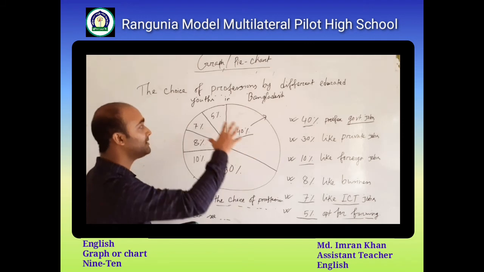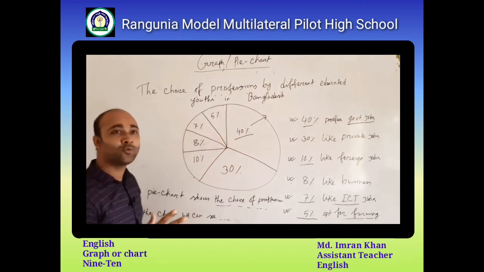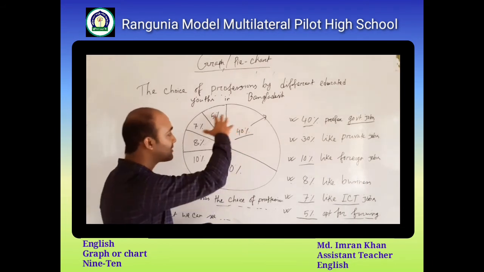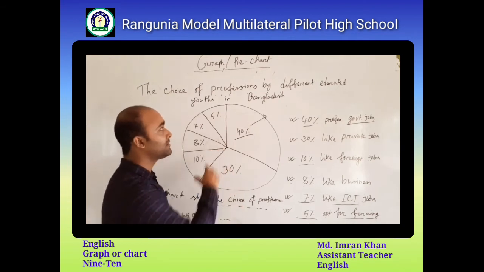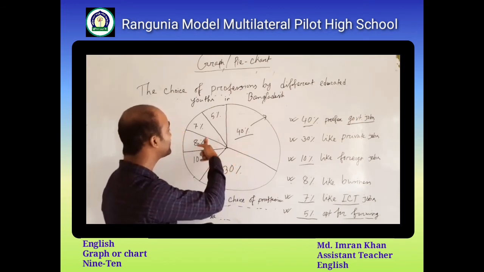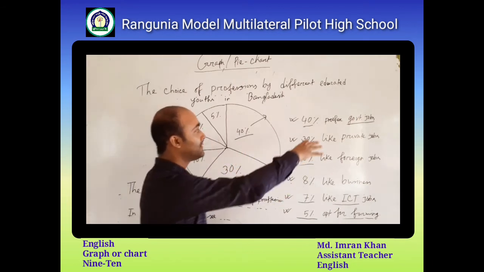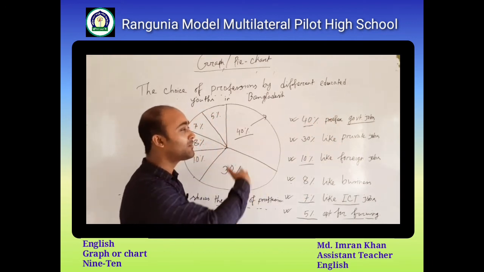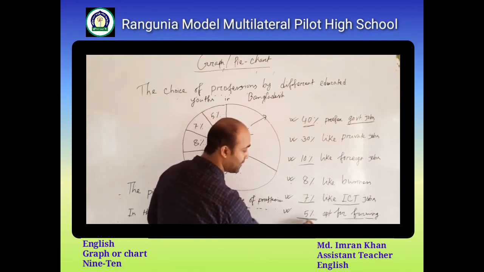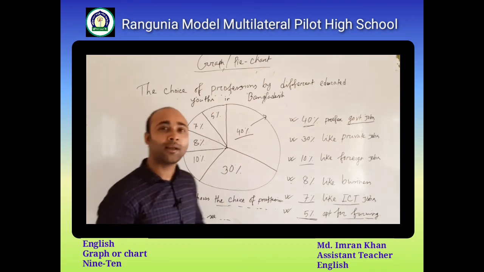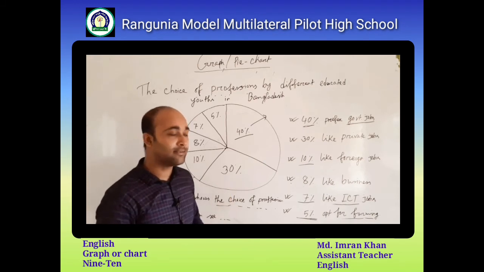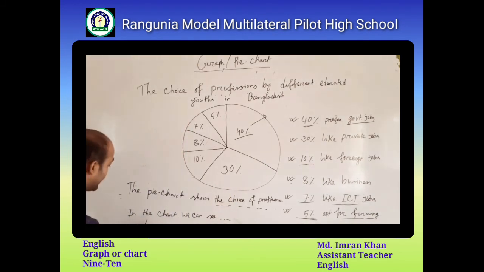So what have you seen in the graph? You have to analyze in the very last part of the chart. First of all, you have to describe what is in the chart. Actually, we have described what is in the chart: 40%, 30%, 10%, 8%, 7% and 5%, which we have already discussed. That means you have to describe which is the highest and which is the lowest part of the chart. Then you have to analyze the chart. So what have you found by analyzing? Then you have to write down your analysis.